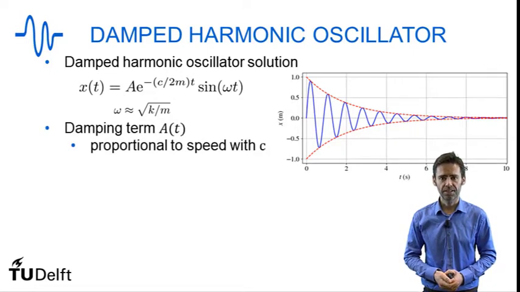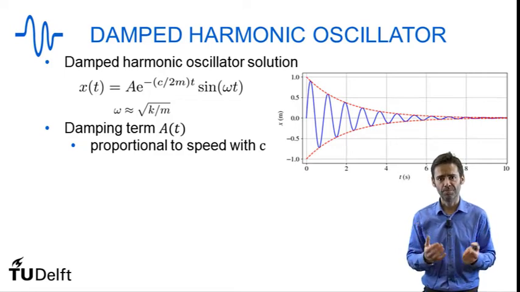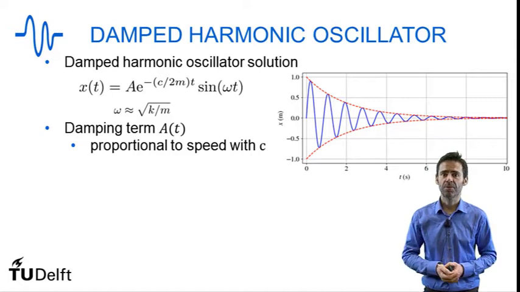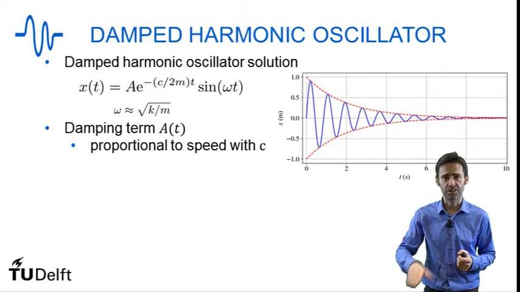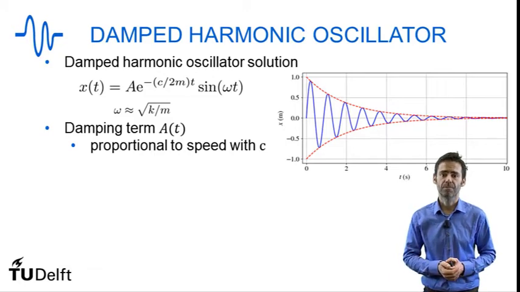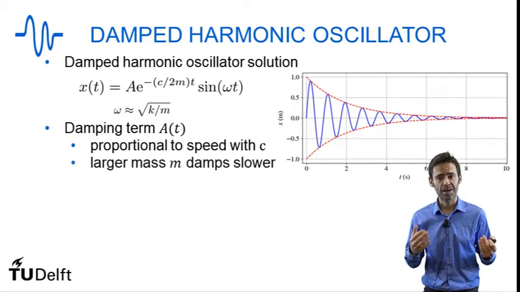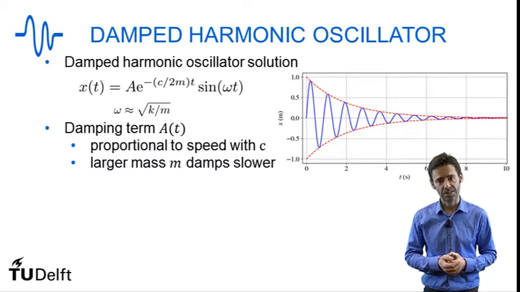Now let's look a little bit more into this damping term. We see that in this exponent there is a constant c and there's a constant m. Now, c is the proportionality of the damping with speed. That means if c is large, then the damping is large and the oscillation goes rapidly to zero. Now, if the mass m is large, then, as m is in the denominator, that means that the damping goes slower and that it takes longer for the oscillation to die out.